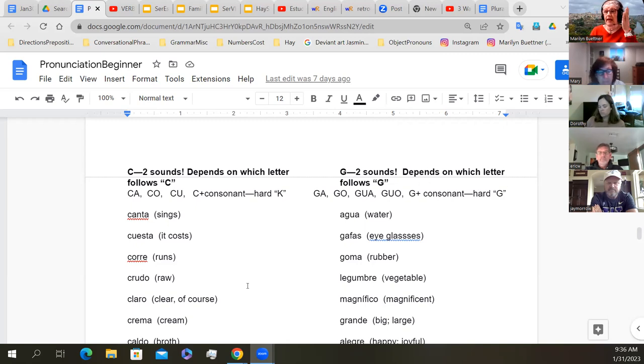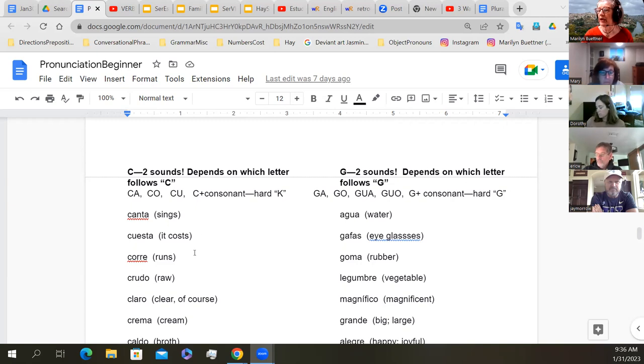Letter C gets a hard sound, and letter C can also have a soft sound. Okay, letter G similarly will get a hard sound and a softer sound. How do you know which sound that's going to make? Well, the letter that comes after the C, la C, the letter that comes after the G, la letra G. The letter that comes after determines what sound that letter will make.